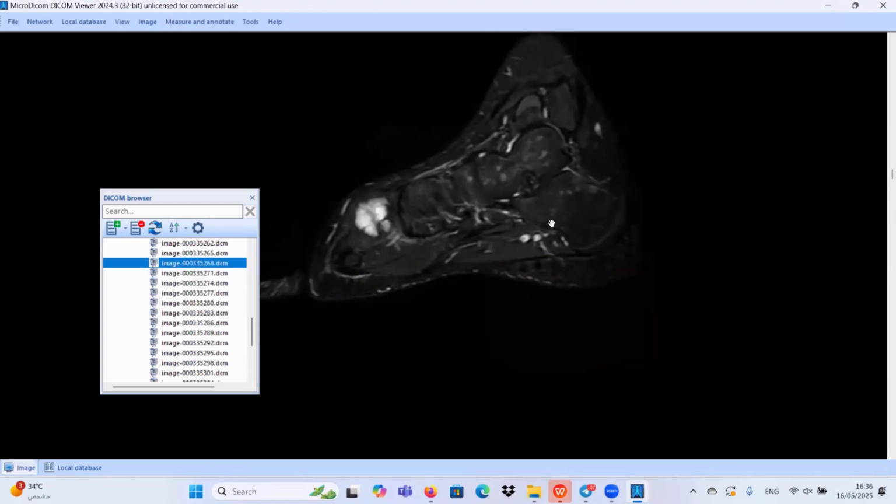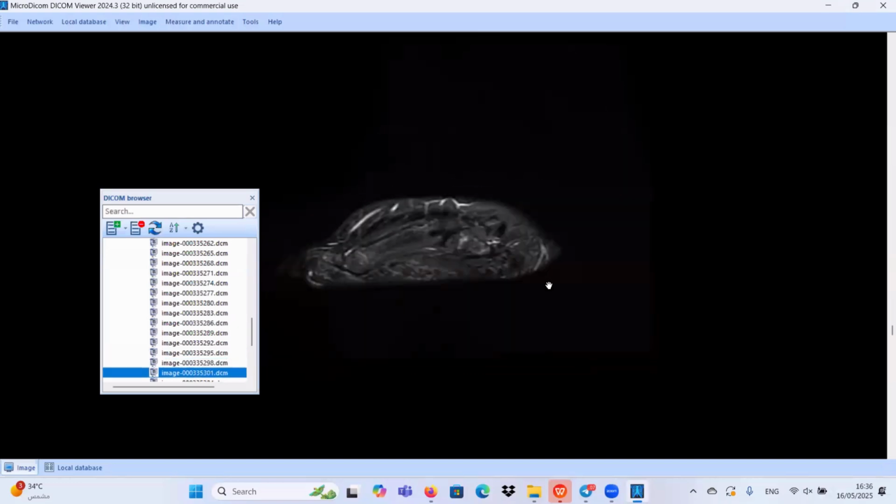Do you have any explanation for this mottled foci of edema signal? Multiple foci.